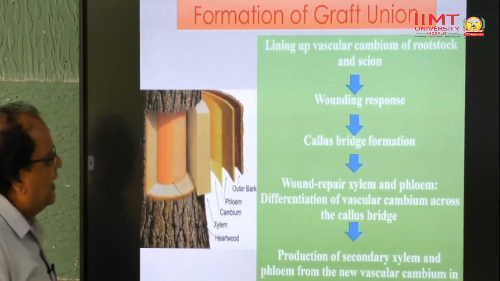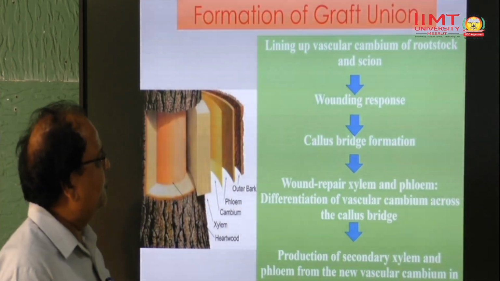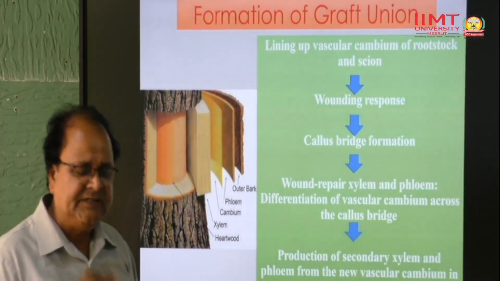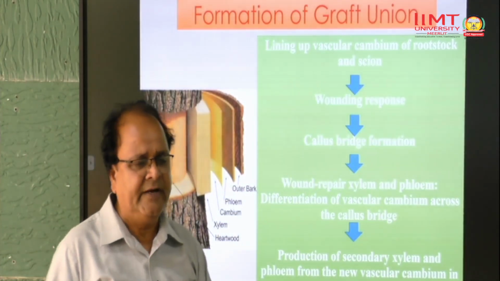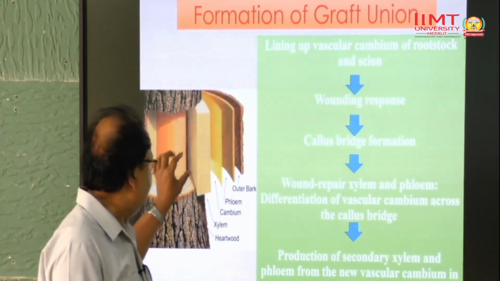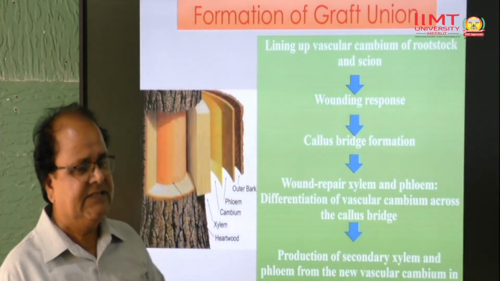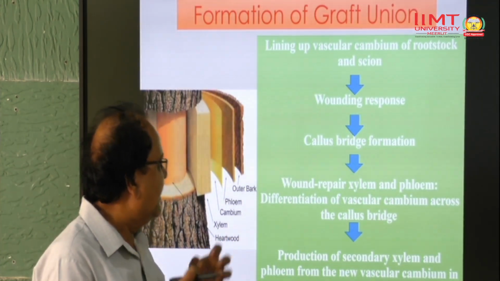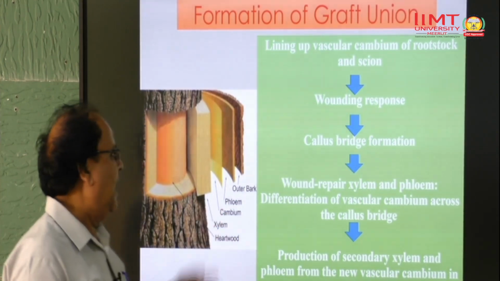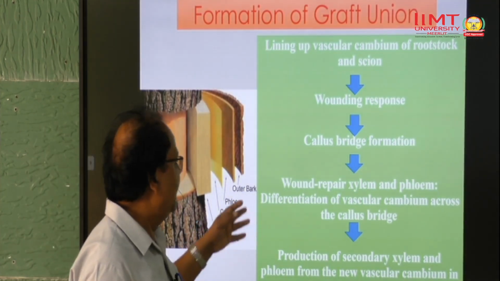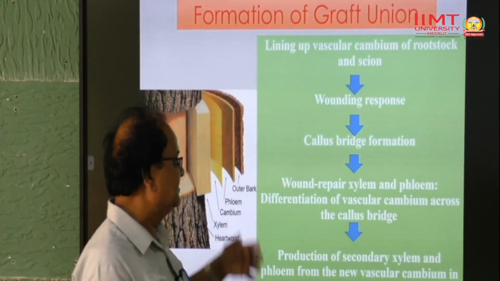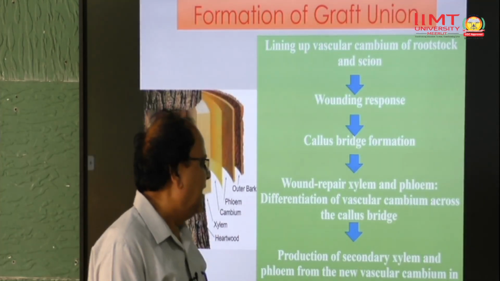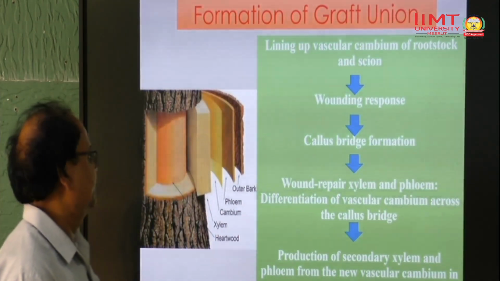After grafting, the vascular cambium of the rootstock and scion first respond by bonding up. It starts with cell division. Mitotic division is used for the healing of cells in between the cut parts of the scion and rootstock, and for the formation of a callus between them. After that come the repair of xylem and phloem and differentiation of the vascular cambium across the callus bridges, producing secondary xylem and phloem from the new vascular cambium in the callus bridge.